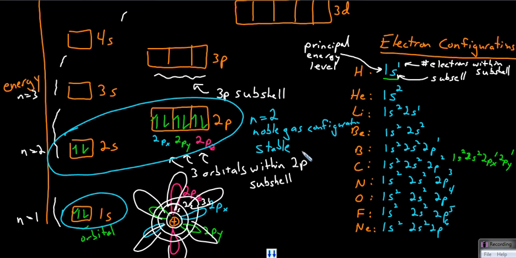And that is the reason that many compounds, elements will react with each other to gain a noble gas configuration like this. Now, back when we had helium, when it had just the 1s, and therefore principal energy level 1 filled, that was also very stable.